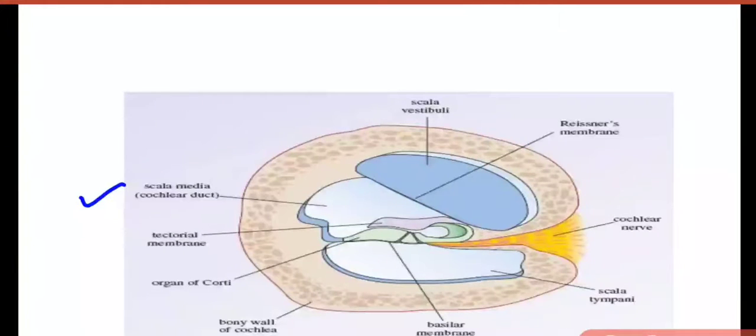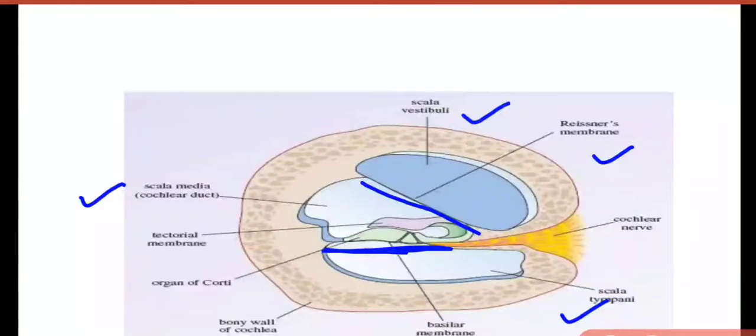Scala media is there in the middle part, which is dividing the bony labyrinth into the upper chamber, the scala vestibuli, and the lower scala tympani. The upper roof of scala media is known as Reissner's membrane, whereas the basal part is known as basilar membrane. And on the basilar membrane there is the organ of Corti, which is the organ of hearing, and on the upper side of it there is a tectorial membrane.